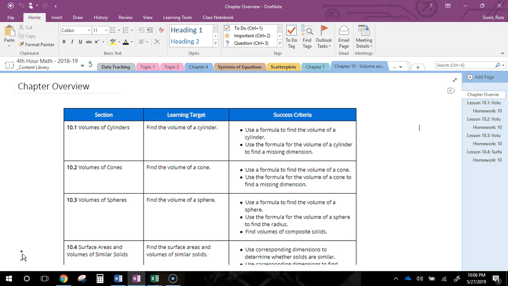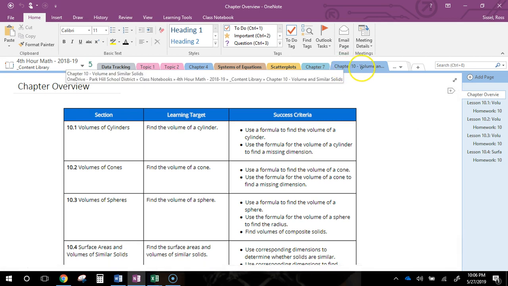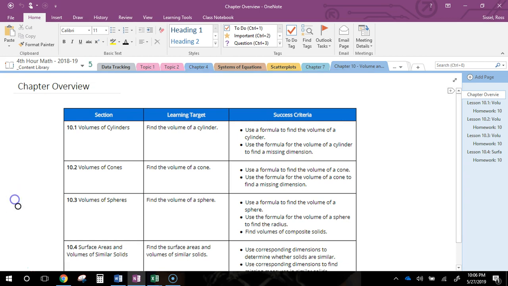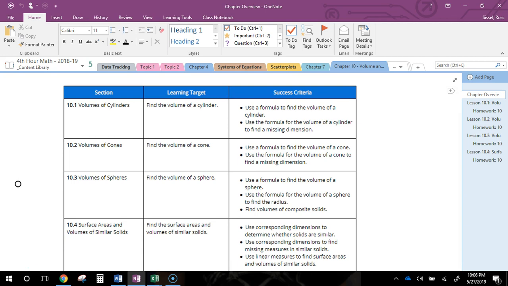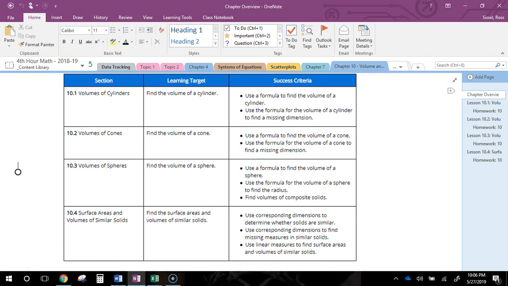First thing is make sure in your OneNote you've copied over Chapter 10, Volume and Similar Solids. For the next 4 days, we're going to finish up Chapter 10. We did a little bit of this briefly before our map testing, so we're going to spend a little more time looking at it. In OneNote, you'll see the chapter overview for these 4 days: each section, what we're going to be learning about, the learning target, and how we will know if we met it through the success criteria.